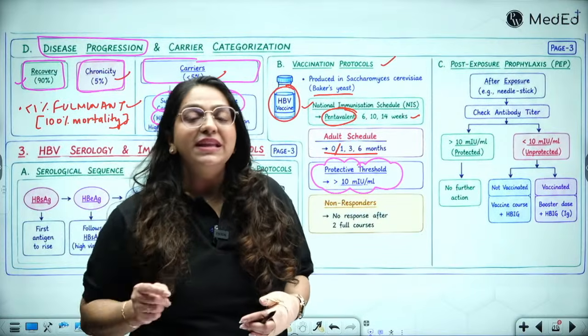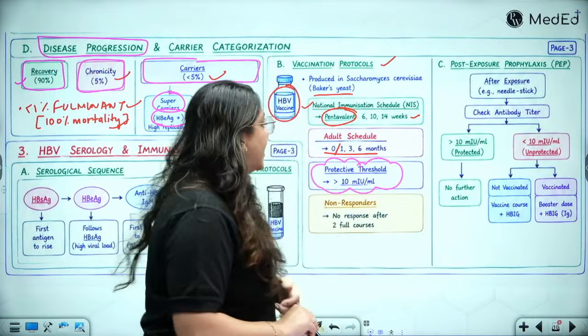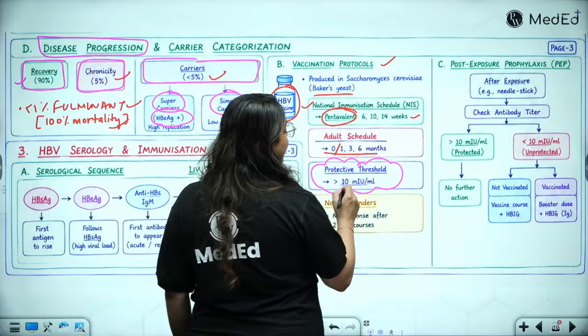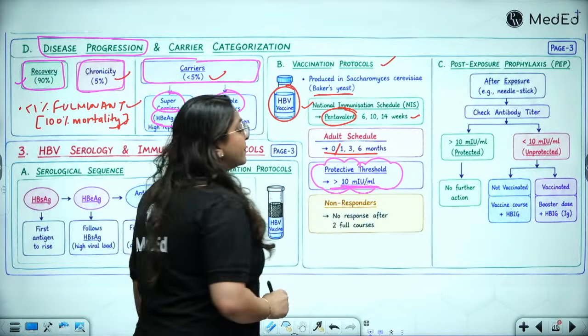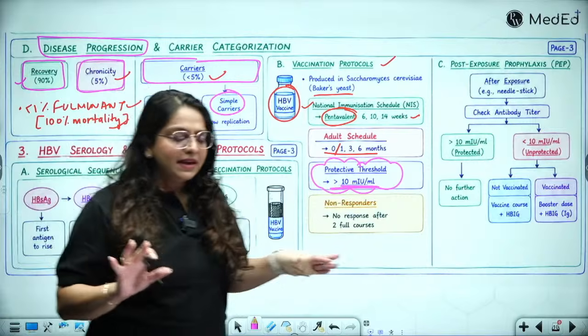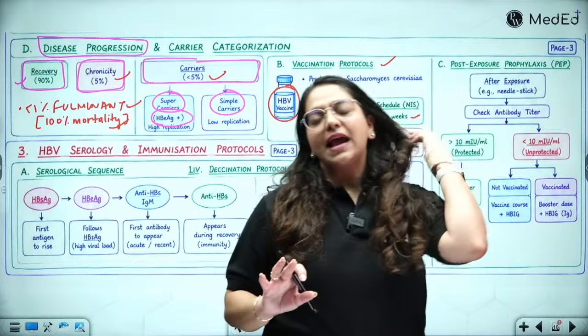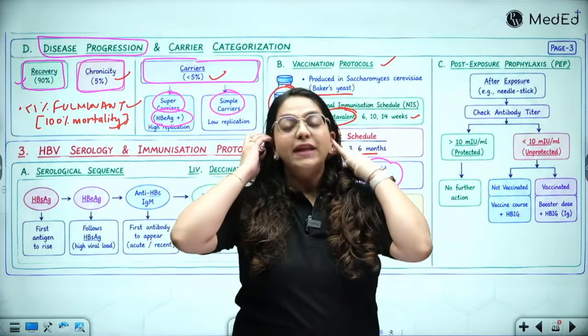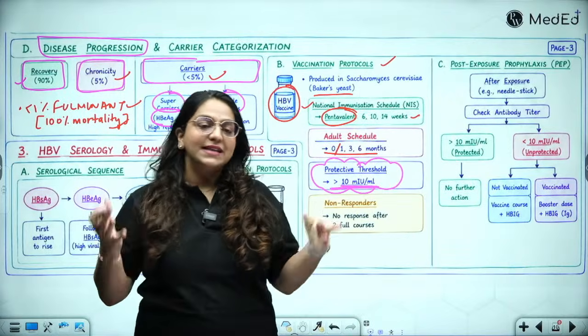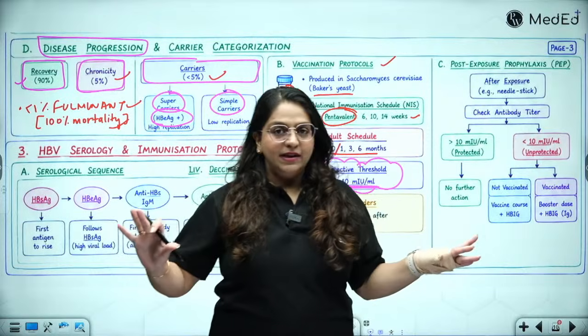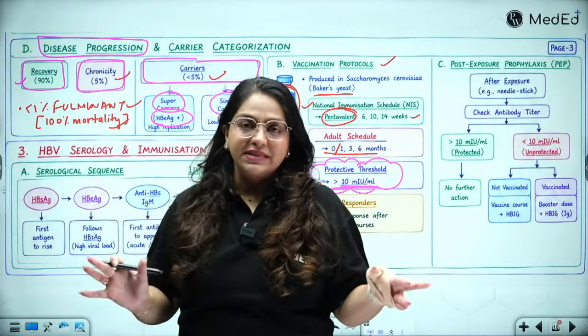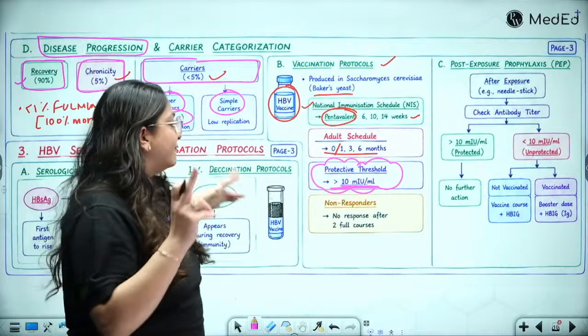We measure the levels of antibodies. The threshold is 10 milli international units per ml. If the person has more than 10 milli international units per ml of anti-hepatitis B surface antibodies, that means they are protected. Now, if a hepatitis B virus enters them, they will be protected. They are not going to succumb to the disease. So that is the threshold that we have to see.